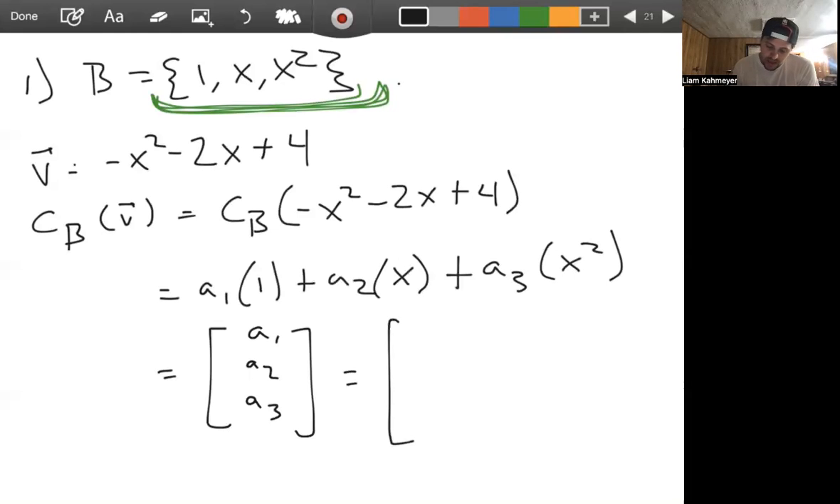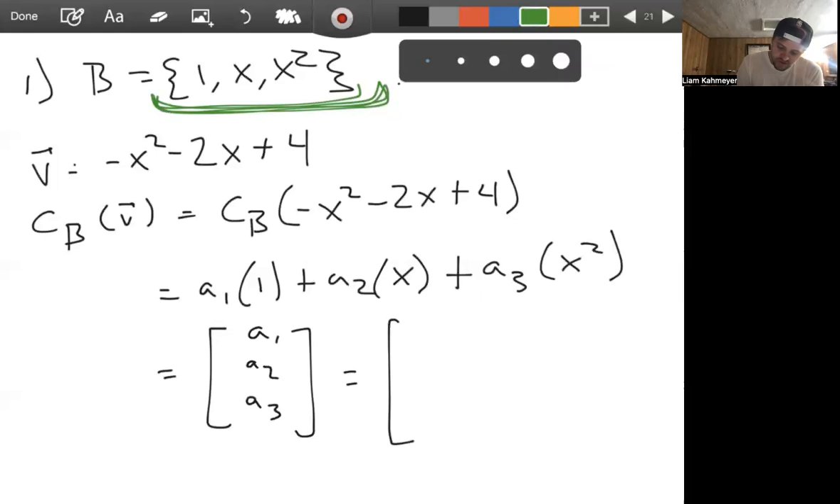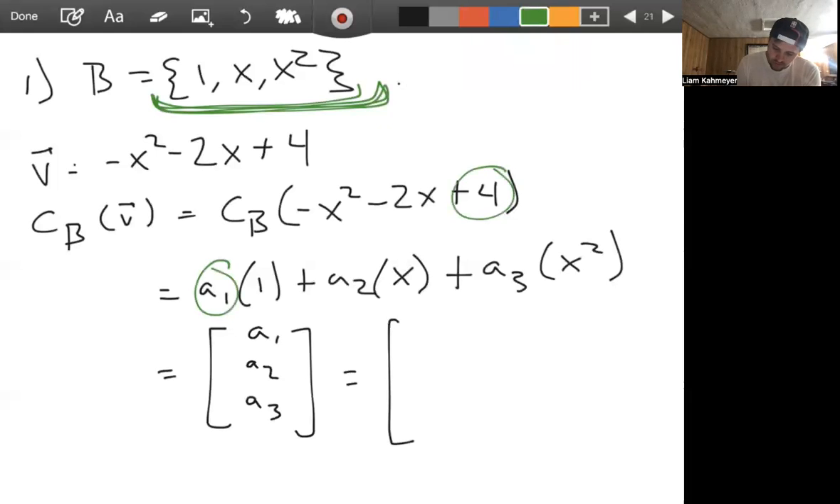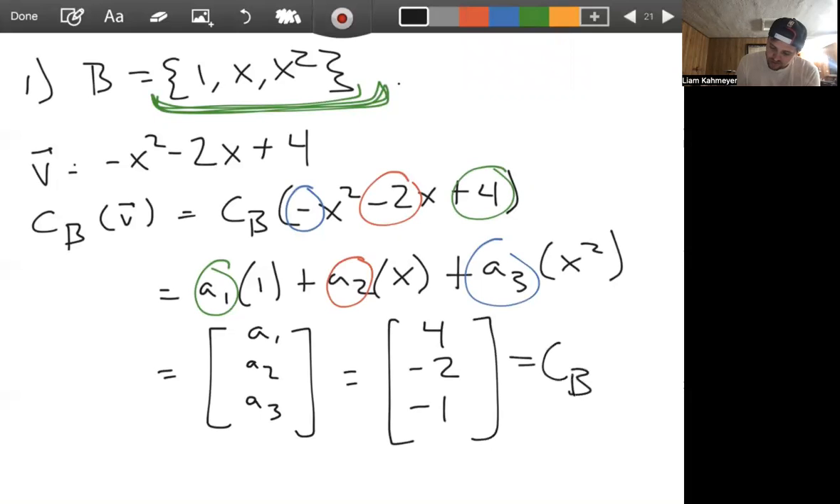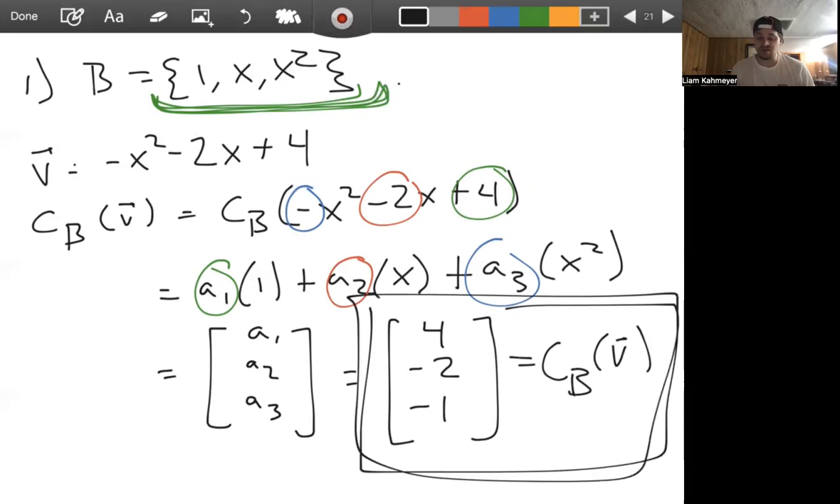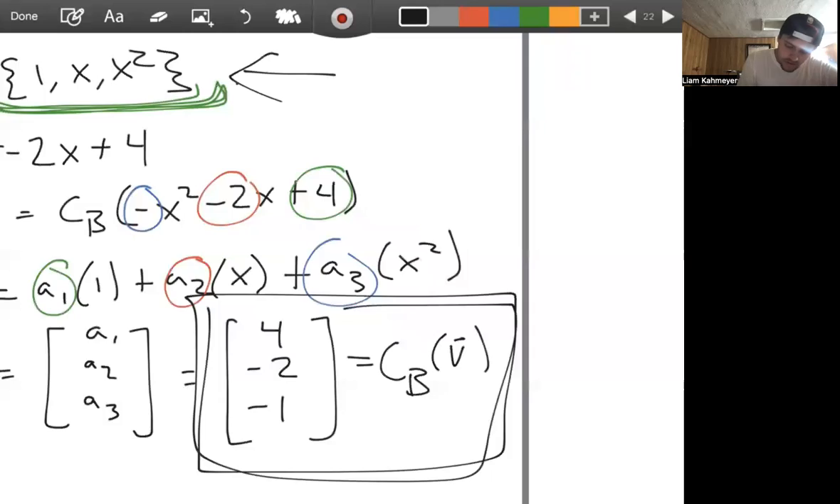What's the coefficient of the constant term? That's 4, so we get 4. What's the coefficient of the x term? That's -2, so we get -2. And what's the coefficient of the x squared term? That's -1. And so this is the coordinate vector CBv under the first basis. Let's do it for the next basis.